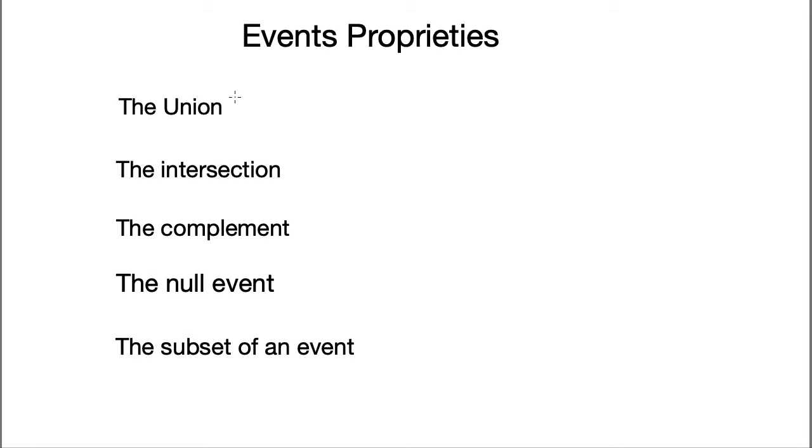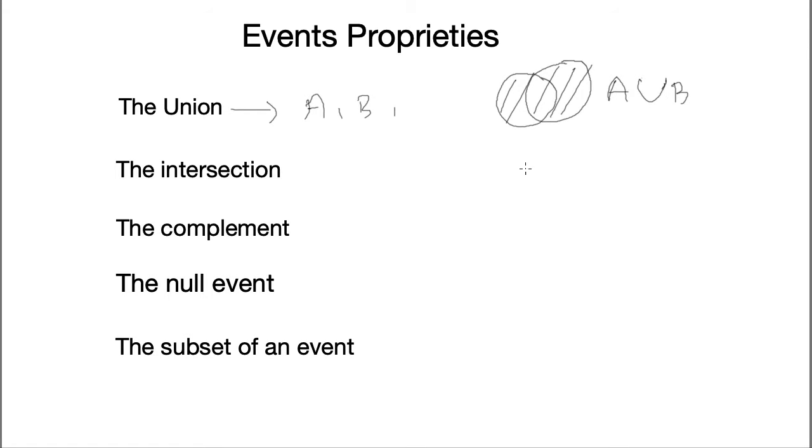These events have some properties. So for example, the union of two events A and B is the elements that are in A and also in B. So for example, all these elements in A and in B are called the union of A and B. The notation of union of two events is like that. So we say A union B, and we note it by this letter.